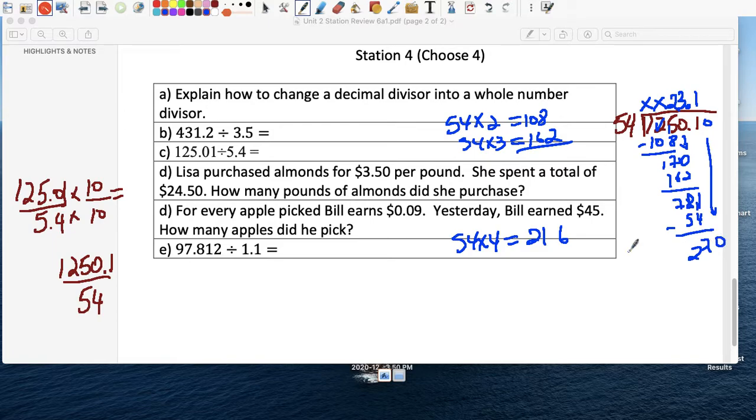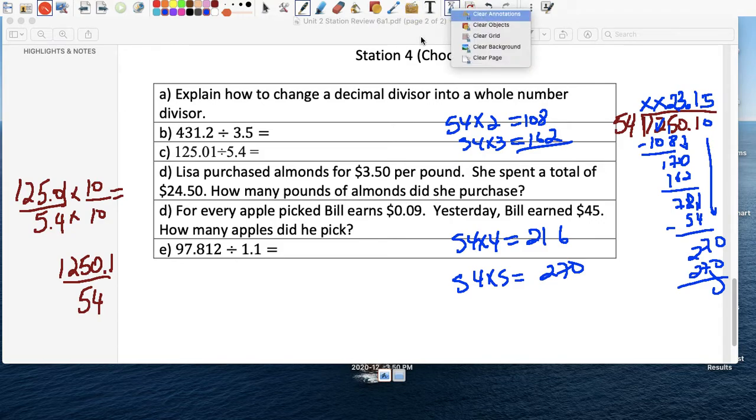Let's try 54 times 5. And guess what? It's 270. So by adding that 0, it worked out nicely. Final answer, 23.15. That was nice.